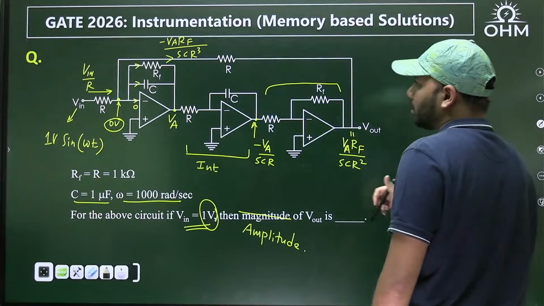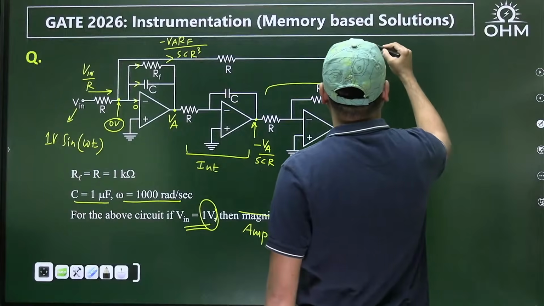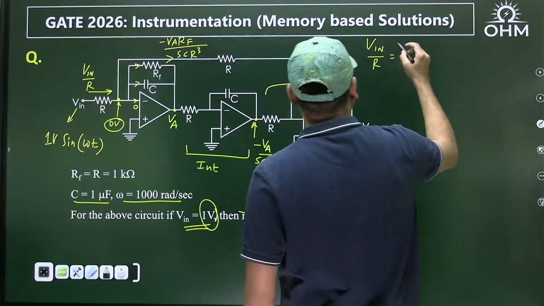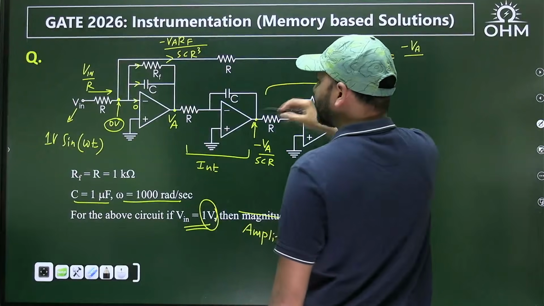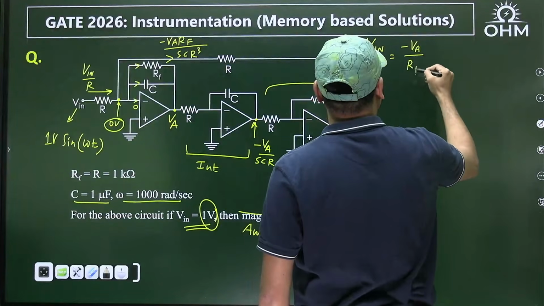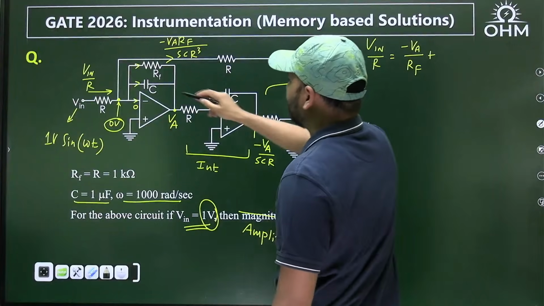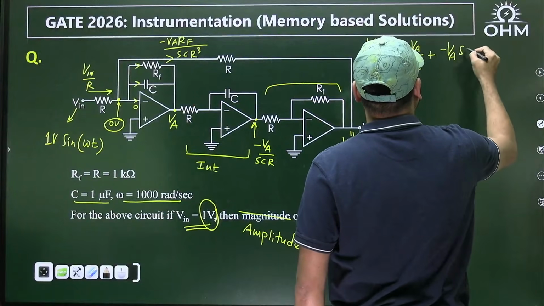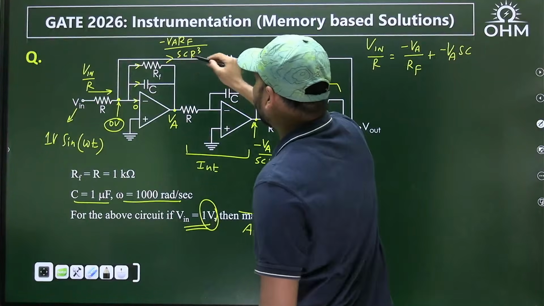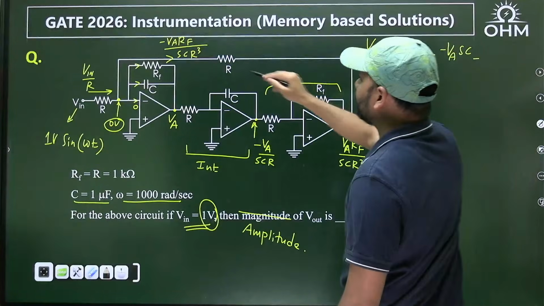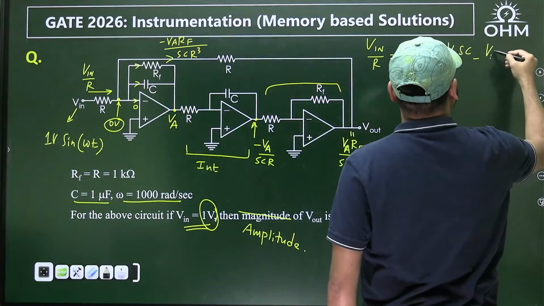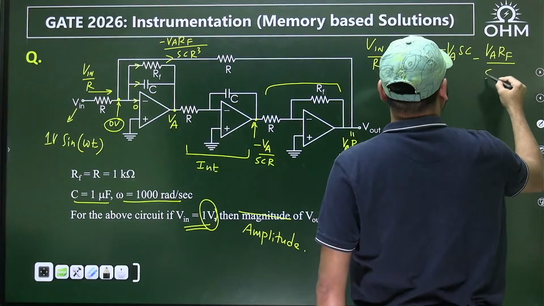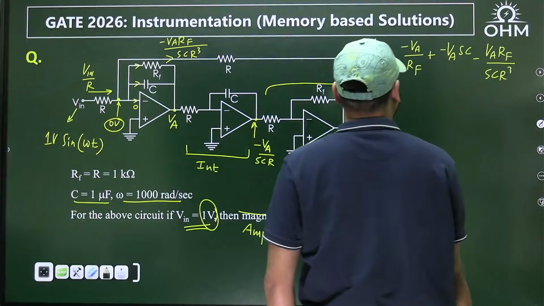Alright, I'll write KCL at this point. So V in by R is equal to minus VA by RF, and then the current through the capacitor will be what? Minus VA times SC, and then I already wrote the current flowing through this R, which is minus VA RF by SC R cube.